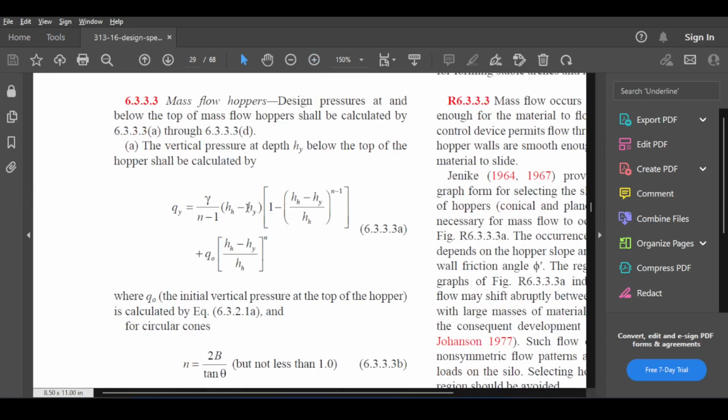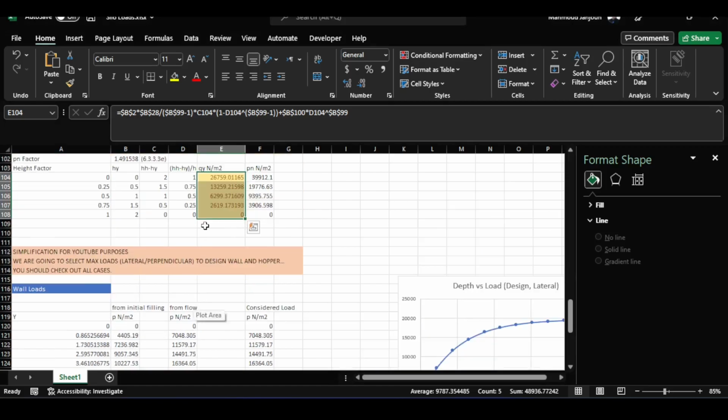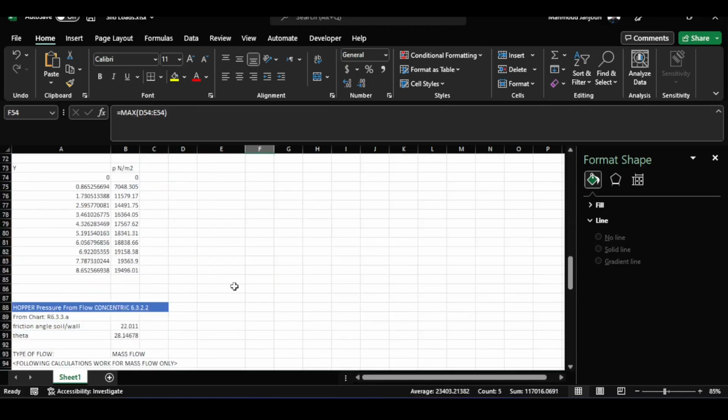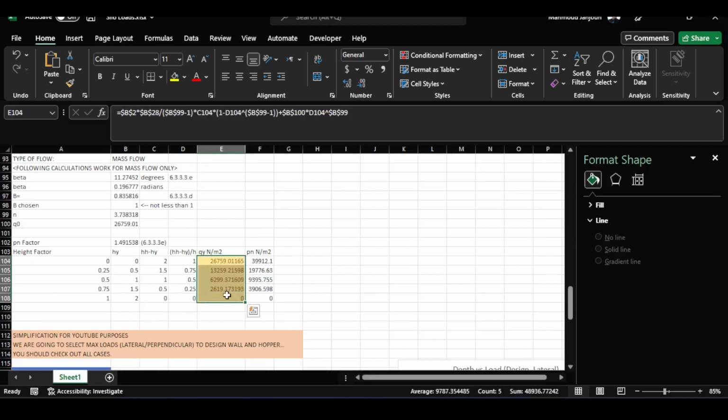If your Hy equals Hh, then this becomes zero, this becomes zero, this becomes zero. You have all kinds of zeros here, which means that qy is zero. So as strange as it sounds, the pressure at the lowest point in the hopper is zero, although it should be totally different. And this is, of course, different from here. Like here, the pressure is increasing with more depth, so the lateral load increases with more depth. Here, the pressure is decreasing with more depth, so the lateral pressure decreases with more depth.